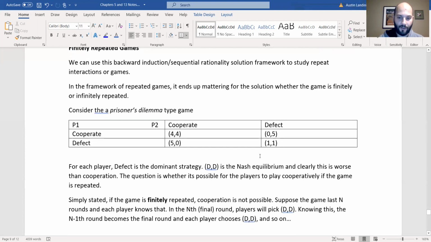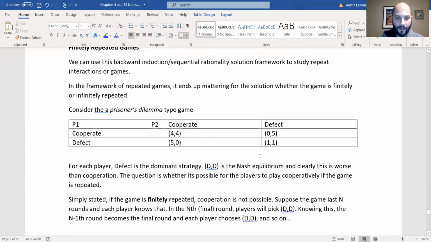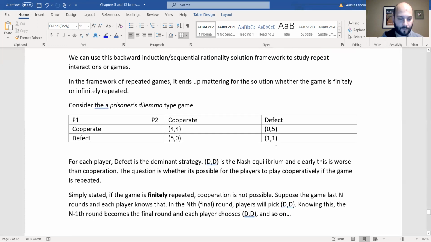So consider this prisoner's dilemma game. This is an additional formulation of the prisoner's dilemma, but you should verify that defect is the Nash equilibrium of this game, and it's worse off than cooperate. So defect is the dominant strategy solution. So simply stated, if this game were repeated finitely, cooperation would not be possible without changing the payoffs.